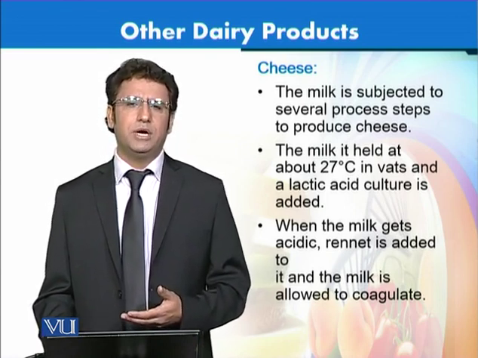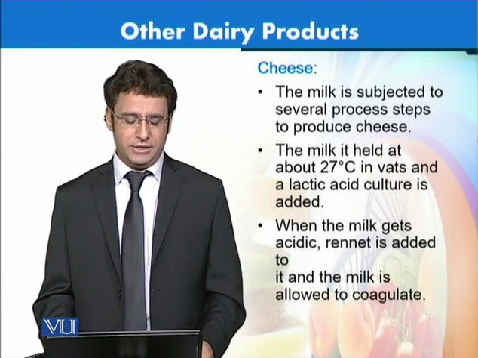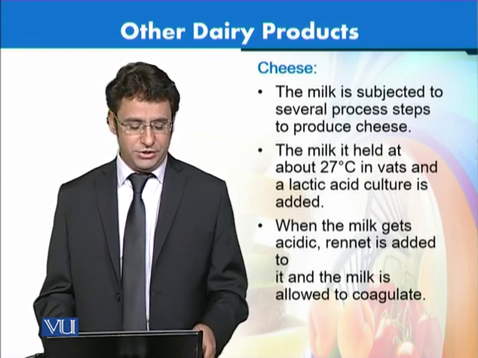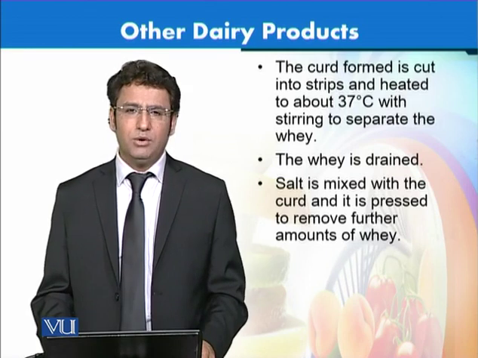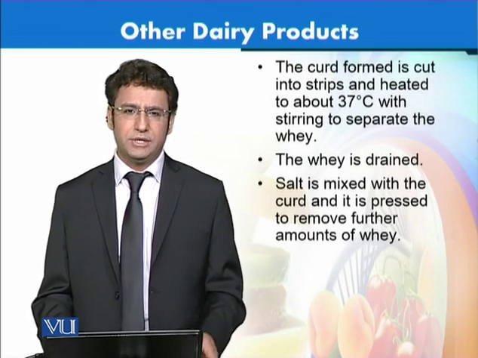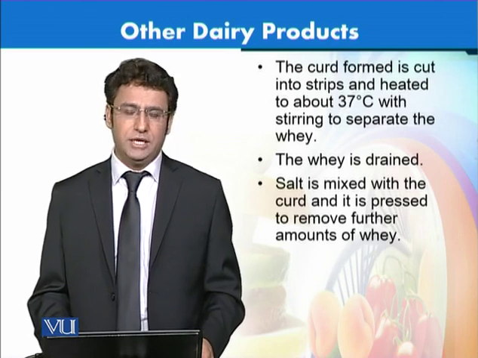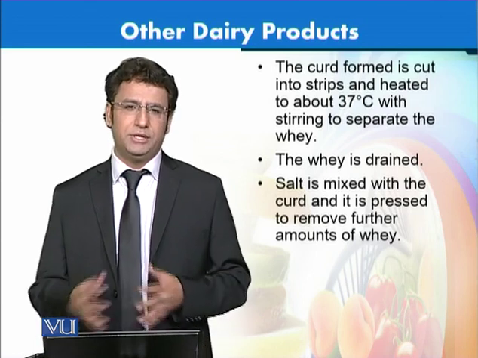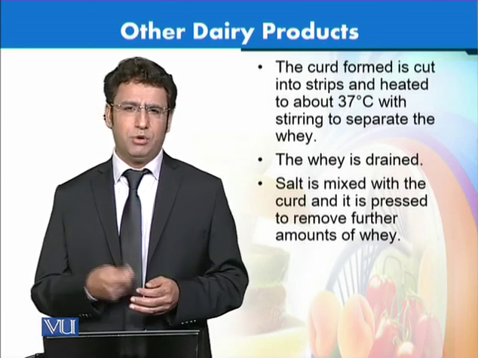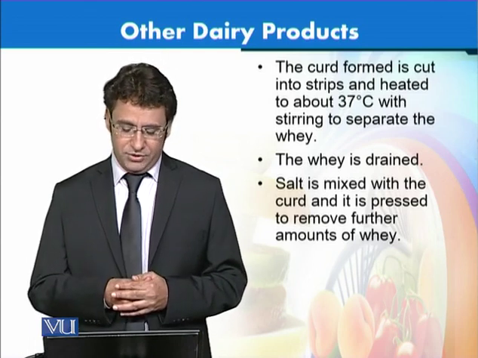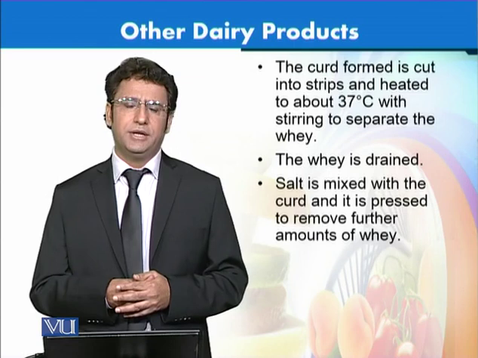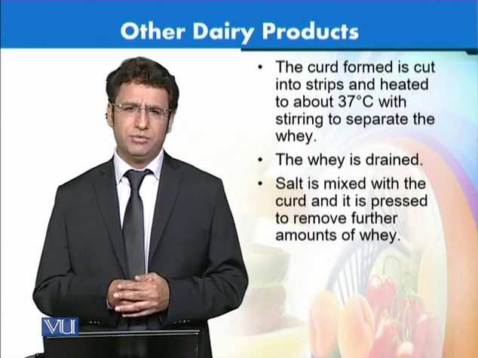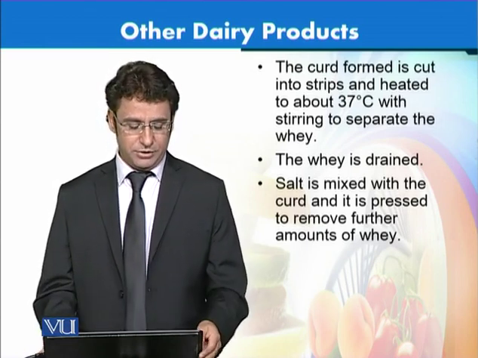Then we add another compound called rennet. Rennet is an enzyme that helps in curdling of the milk, so that initiates the curdling process. Once the curdling process takes place, we heat this product at 37 degrees C. That helps to reduce the amount of moisture or whey in the product. And once we drain this whey, another step is adding salt to this product. Salt functions in a similar way. It reduces the moisture content in the final product.